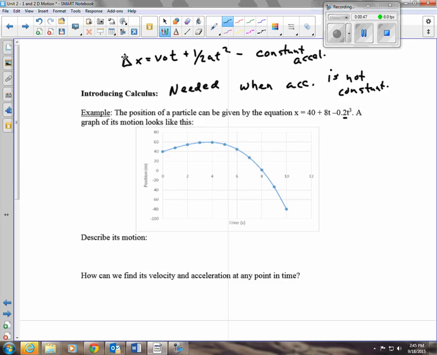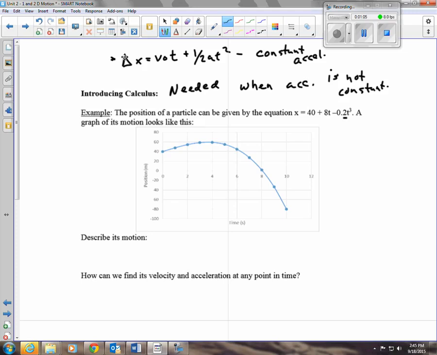Okay, so here's an example. If I have x equals 40 plus 8t minus 0.2t cubed, it doesn't follow this format here. The t isn't squared, it's cubed, so it's not going to be a constant acceleration problem. I can't use the equations I've been using. So I could do something like describing its motion.